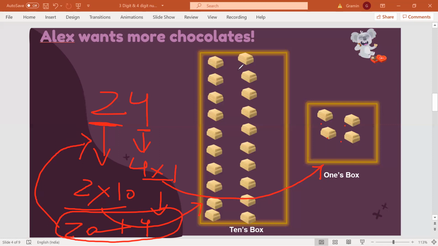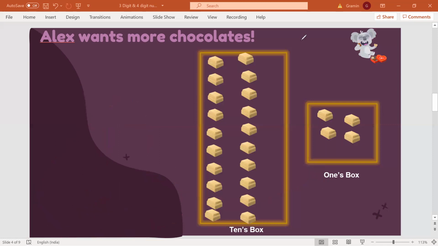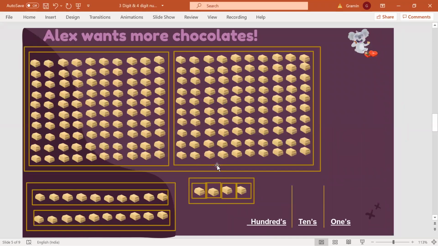So all of you are clear till now? Yes. So let's move ahead now. Now let's look at some questions. We will try to solve some questions. So before that, let's quickly look at a bigger problem.